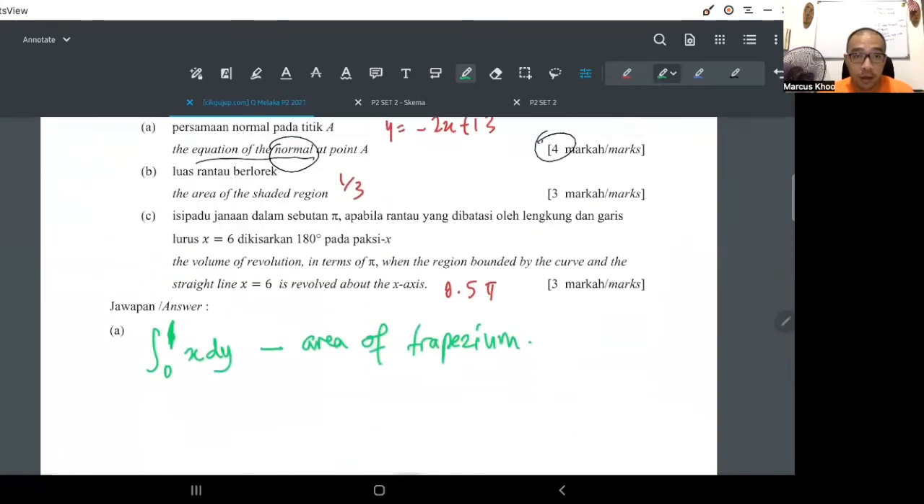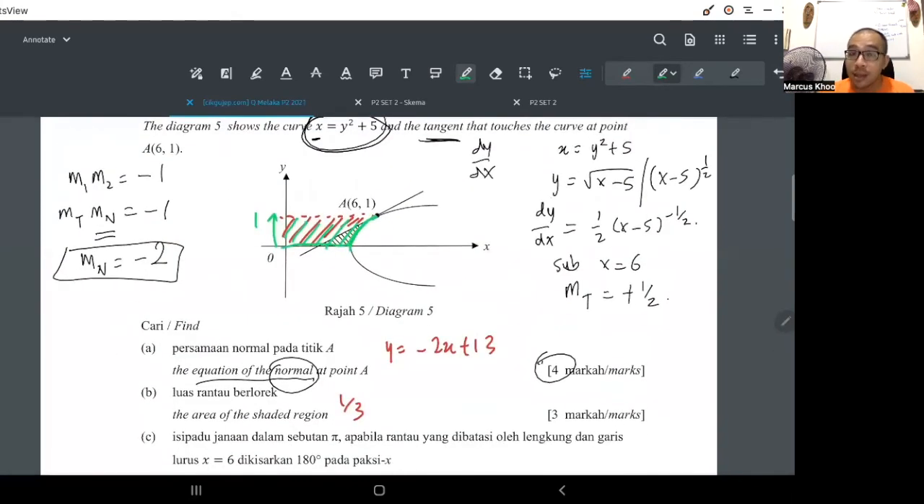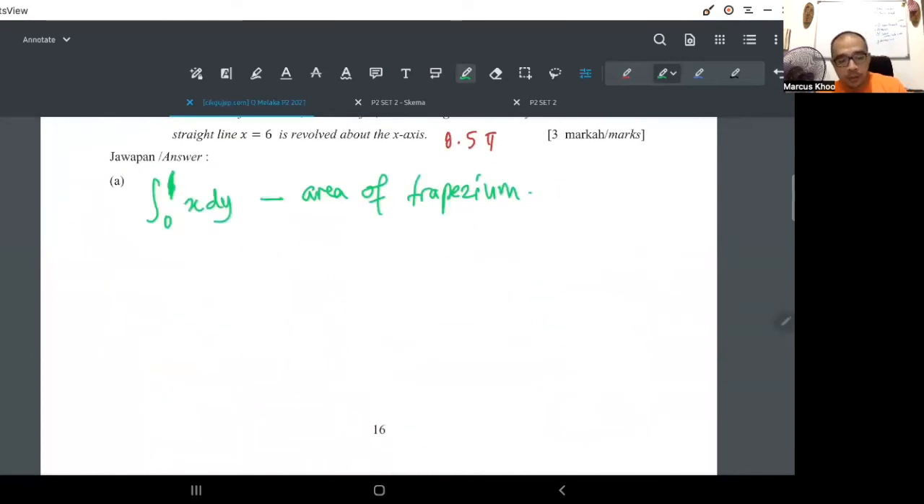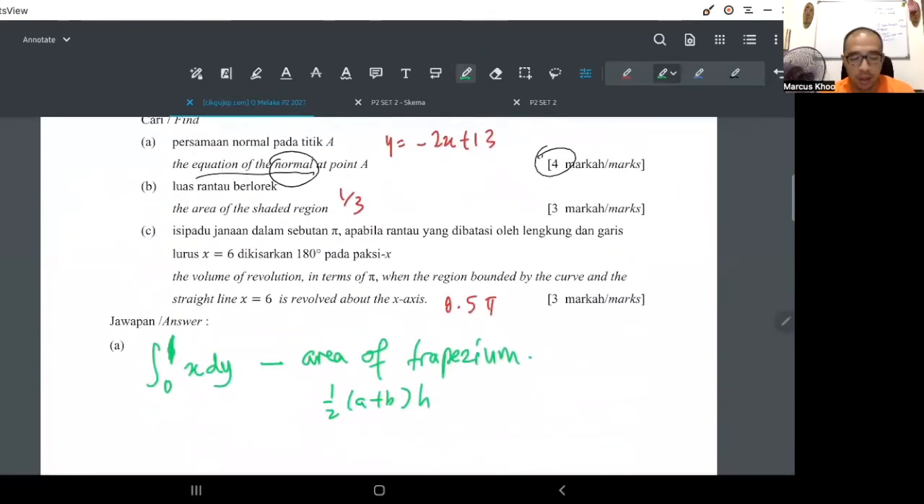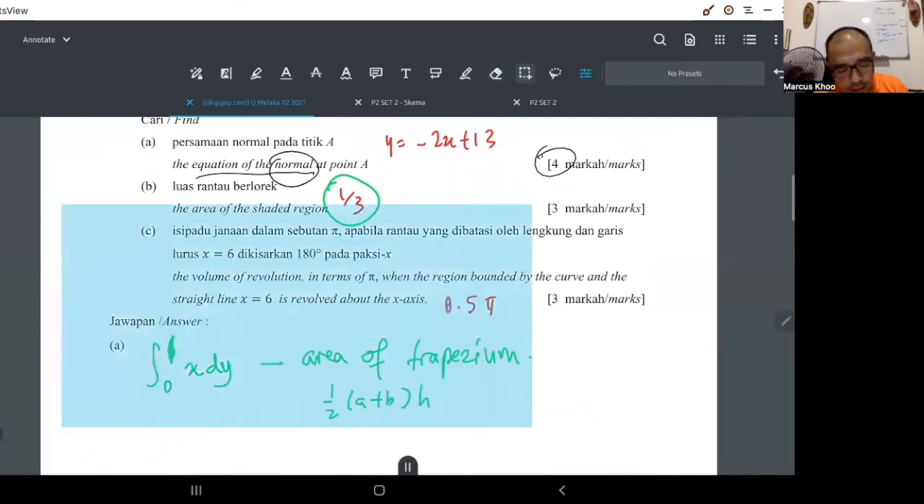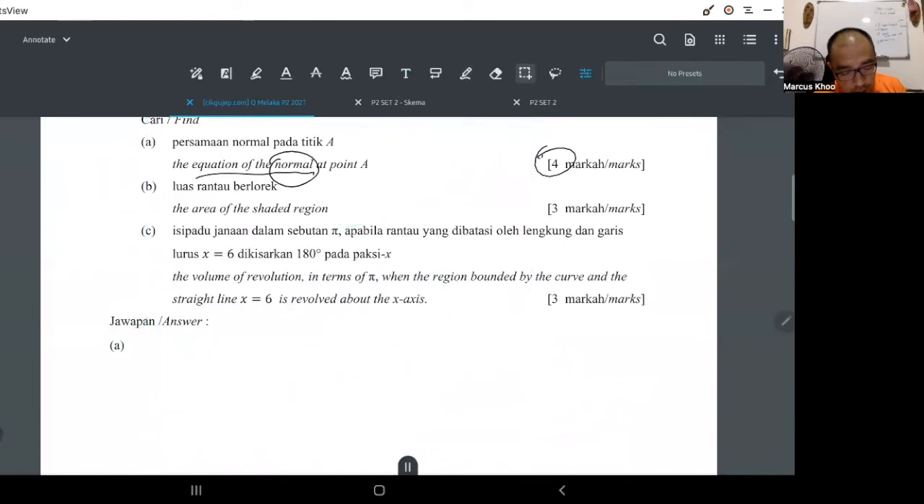Okay, minus the area of the trapezium, which is in red color lah. So area of trapezium, remember, is 1/2 (a plus b) times height. I'm not going to show this to you lah, but if you calculate this correctly, you should be able to get the area of 1/3.